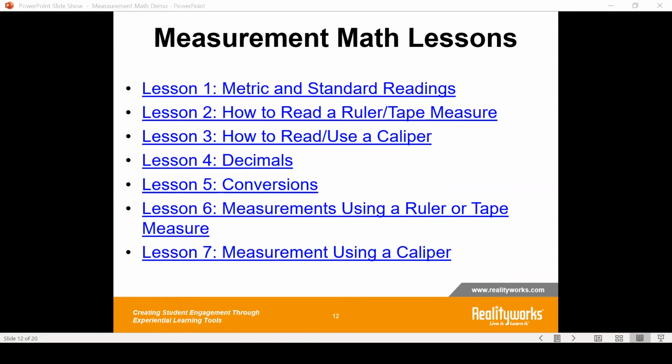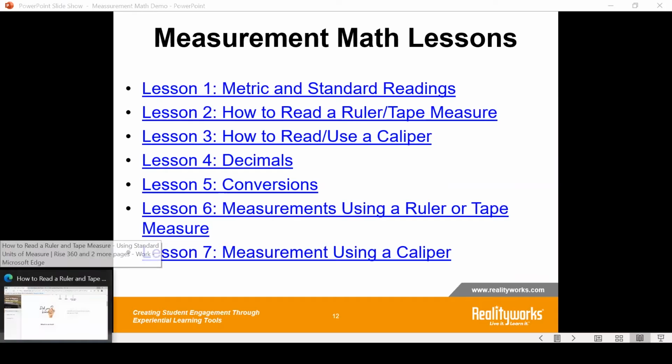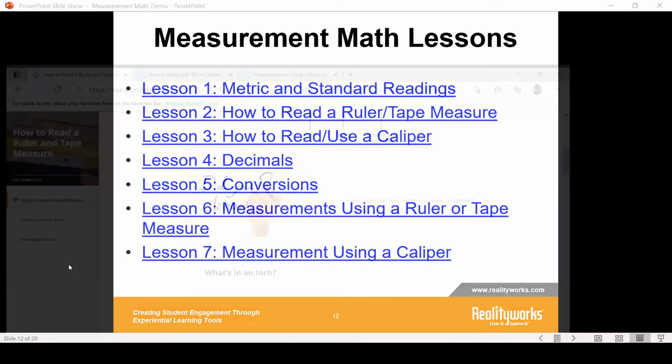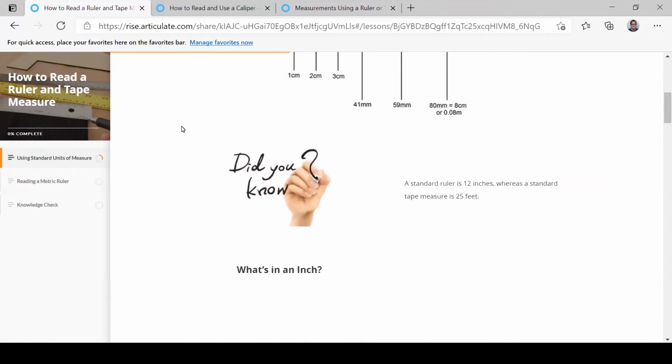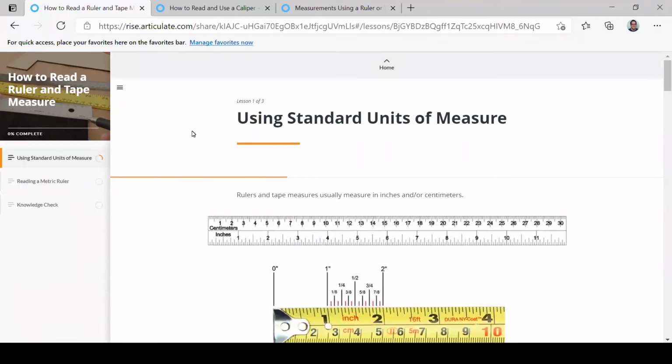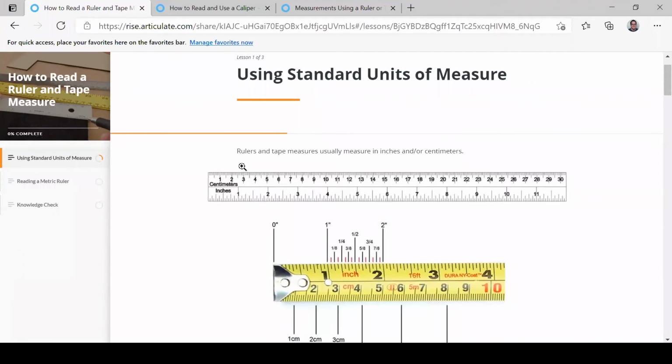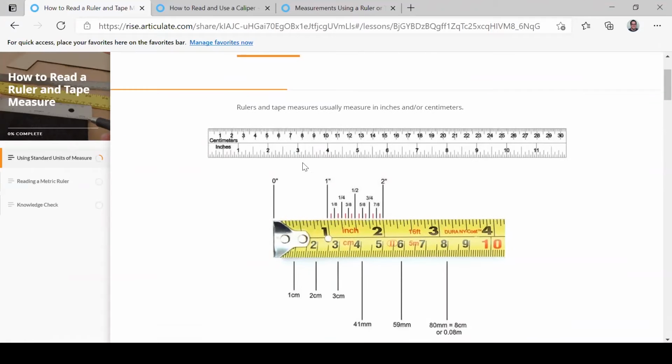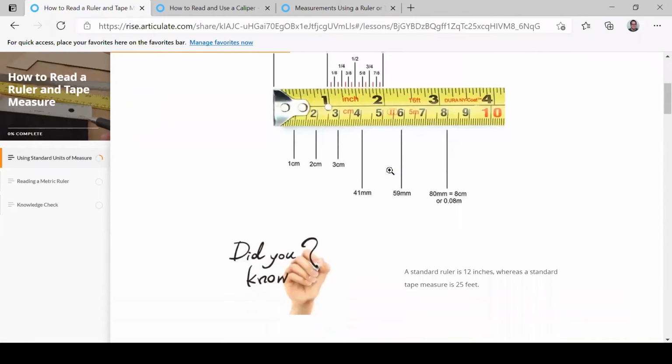So I'm going to show and share with you just a few of these online lessons now. So I have brought up here a lesson for you, and this is our how to read a ruler and tape measure. When you come into the lesson, it will walk you through and give students the ability to read through and walk through the learning on their own, showing them visually what we're going to be talking about for the lesson.